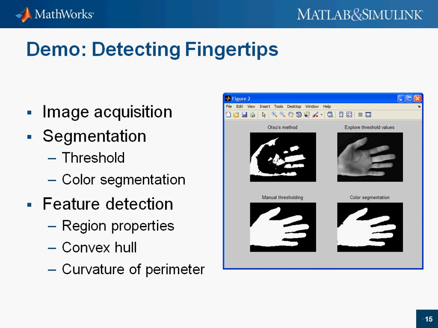Here I've highlighted the 3 main steps that we're going to take inside this demo. First, we're going to acquire some images. Second, we're going to segment it from the background, either by doing some thresholding, or perhaps looking at the color information. And third, we're going to start looking at different types of features, using region properties, convex hull, and the curvature of the perimeter.